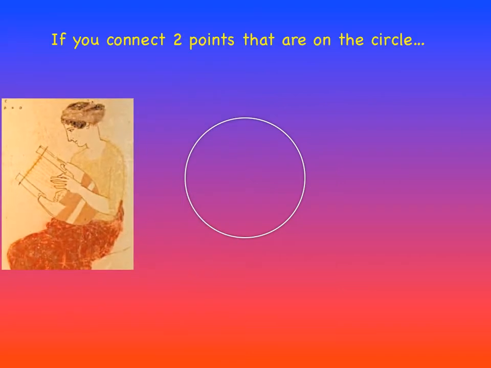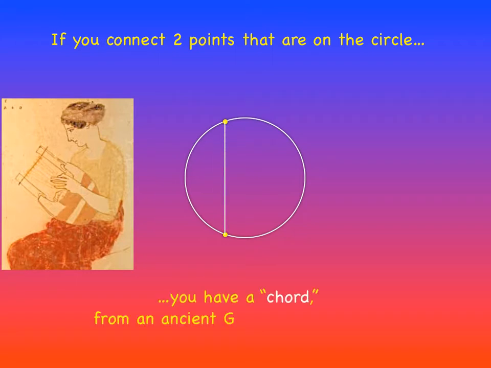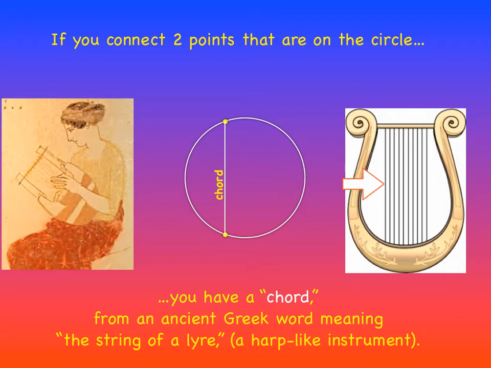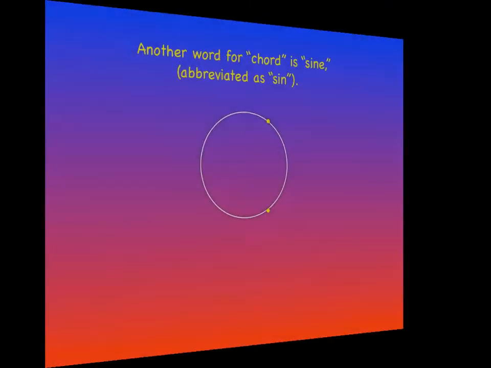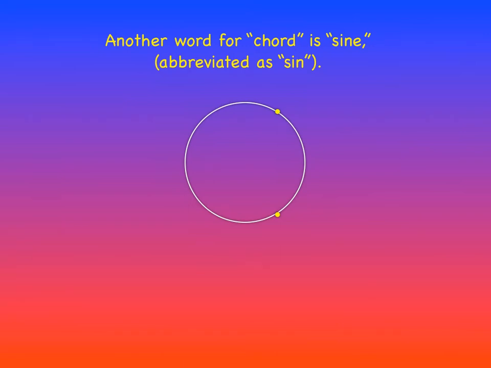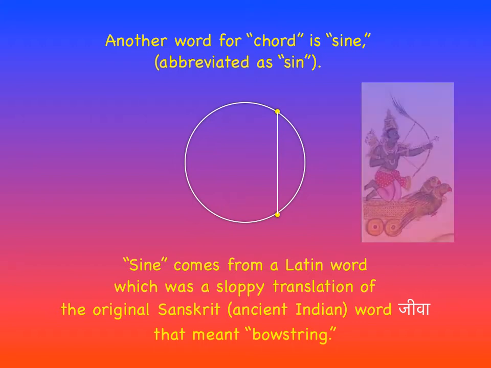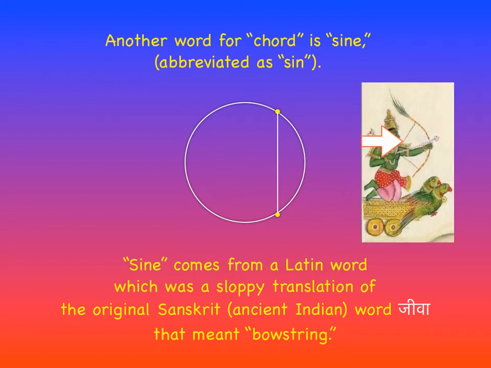If you connect 2 points that are on the circle, you have a chord. Chord is from an ancient Greek word meaning the string of a lyre. A lyre was a harp-like instrument, so that string is called a chord. Another word for chord is sine, which is abbreviated SIN, but still pronounced sine. Means the same thing. Sine comes from a Latin word which was a sloppy translation of the original Sanskrit word, jiva, that meant bowstring. And you can see how that is like a bowstring.